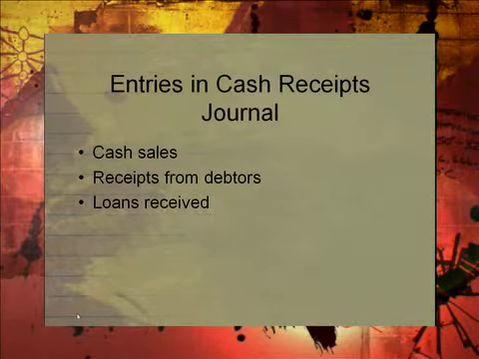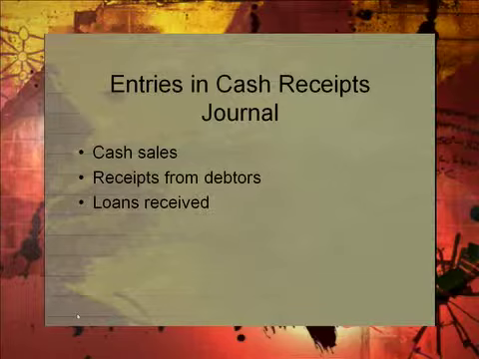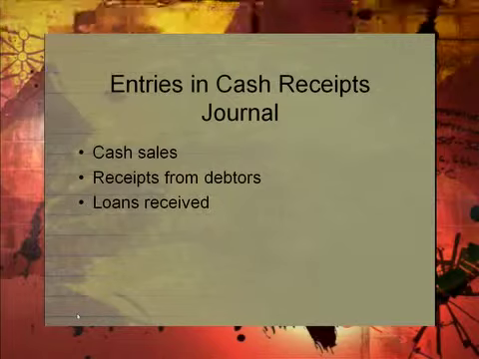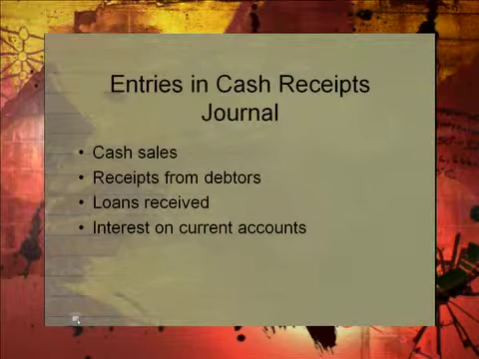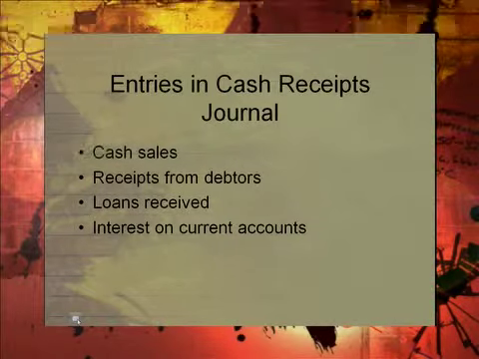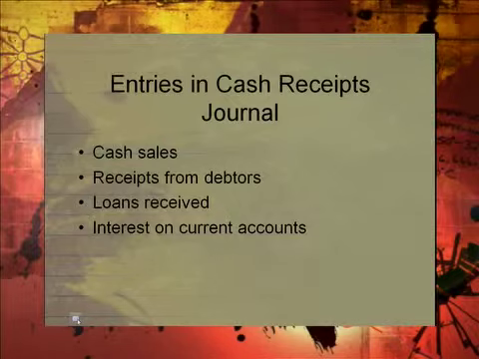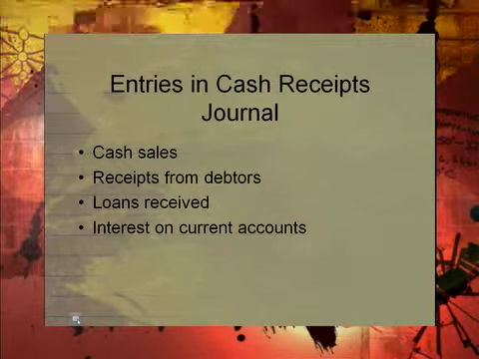Loans that you are receiving, all the loans that you have received will be entered into your cash receipts journal. Why? Because you are receiving that money. So take note of that. You will also have interest on your current account. That's right. If there's any monies that you have in the bank, if you have a favorable bank balance, then the bank will give you interest on your current account. That will also have to be recorded in your cash receipts journal.